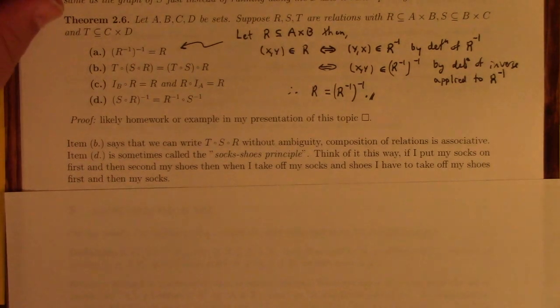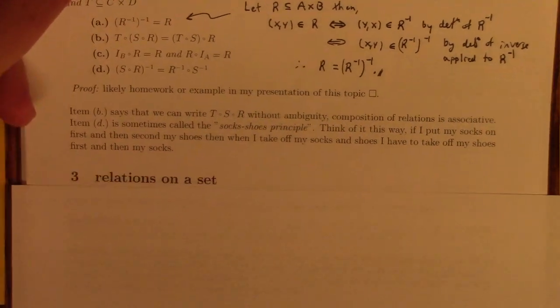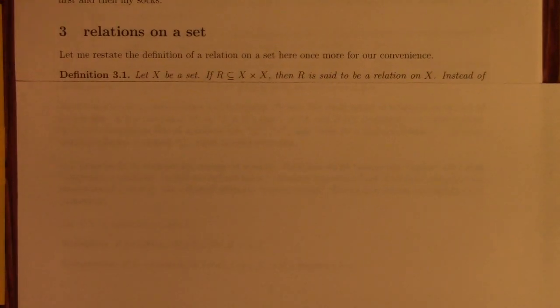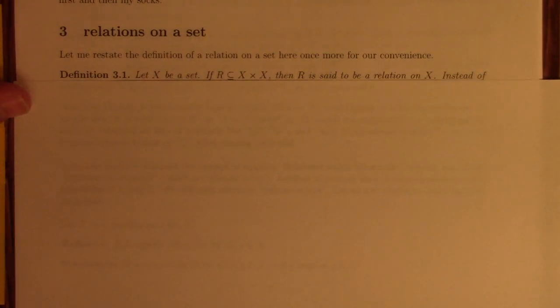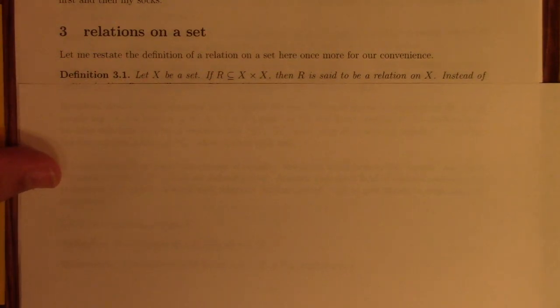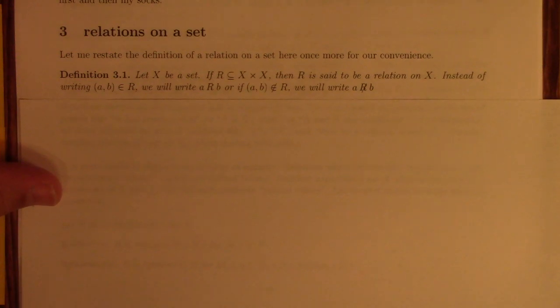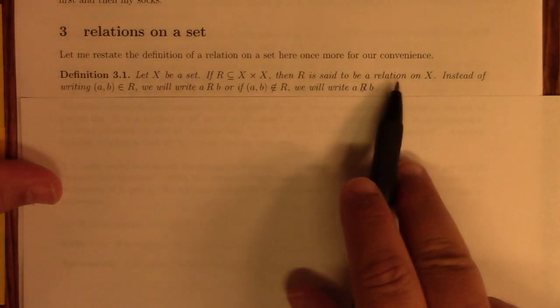I'm gonna move on here for now. Let's see here. So up to now I've been talking about relations from one set to another, and those sets could be the same, but they didn't have to be, right? A and B could be different sets, but now we're going to focus our attention on relations on a set. So in this case we're taking the A and the B both to be equal to some set. Let's call it X. So if the relation is a subset of X cross X, then R is said to be a relation on X.